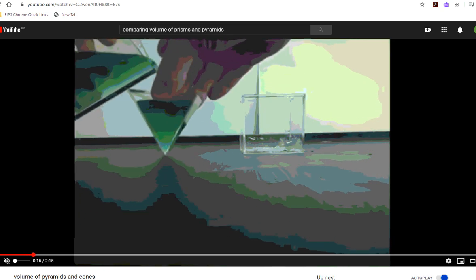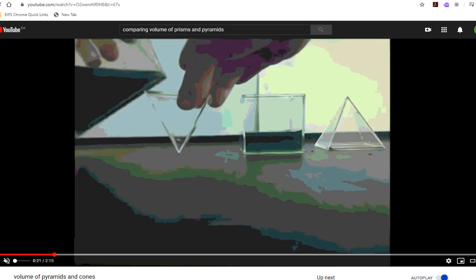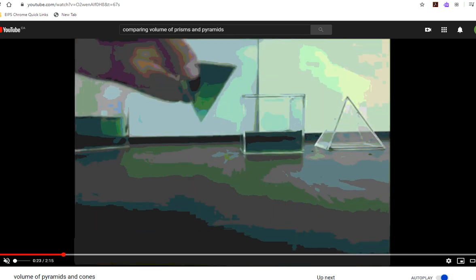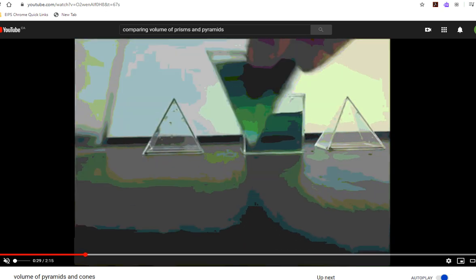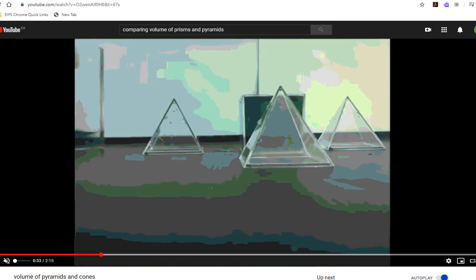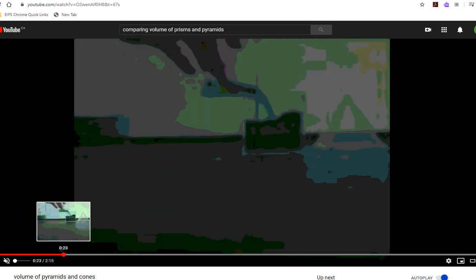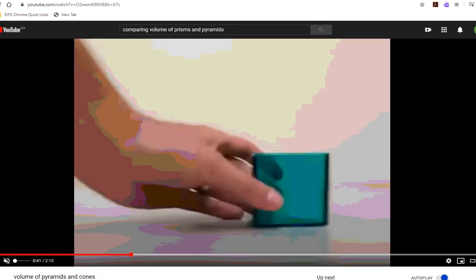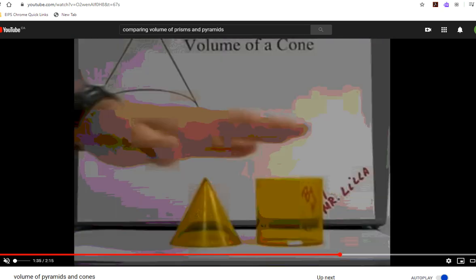So the question is, we can take the pyramid and pour one pyramid into a prism. We can pour a second pyramid into a prism. We can pour a third pyramid into a prism. And what do we see? Well, we can see that that prism took 3 of the pyramids. All right, let's keep watching and see with the next shape what happens. Let's skip that. We can go right to the cylinder, and here we go.